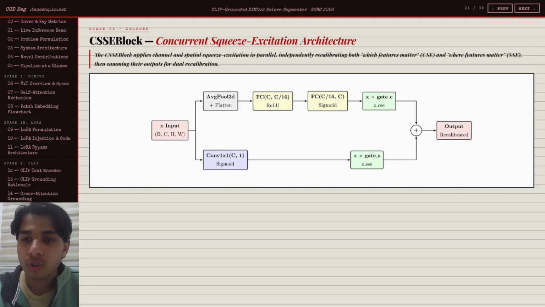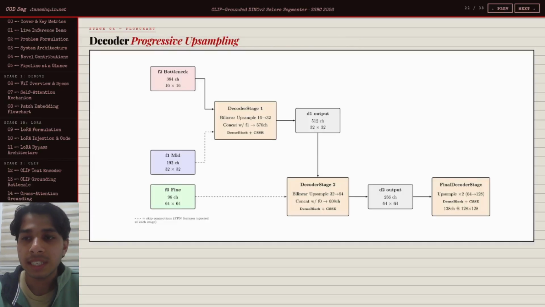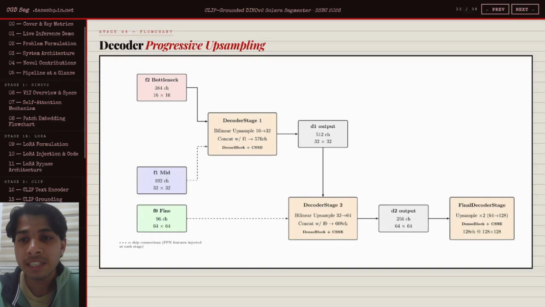This diagram shows the full decoding process across all 3 stages. Starting from the coarsest 16 × 16 features, we upsample, concatenate the corresponding FPN features, refine with dense block plus CSSE, and repeat. After 3 rounds, we have a 128 × 128 feature map that has been progressively refined at every scale. The output head then takes it to 256 × 256 and produces the final mask.